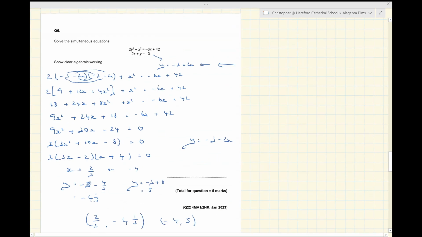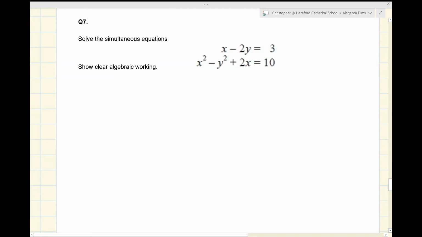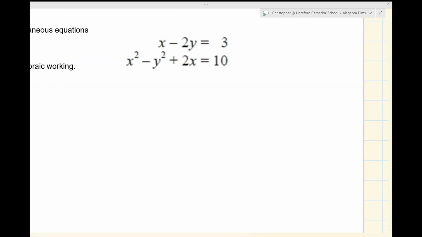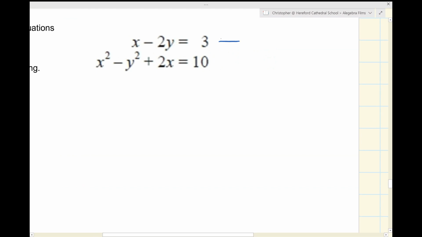Okay, that is question 6 done. Question 7. Now I'm going to use this top equation here to give me an expression for x. X is going to be 3 plus 2y. And I'm going to substitute that expression into the second equation.